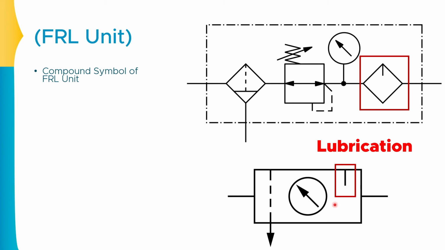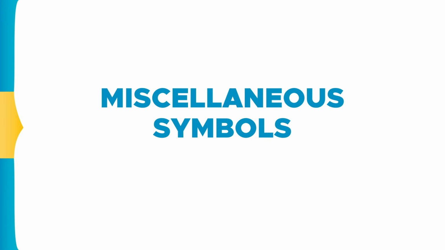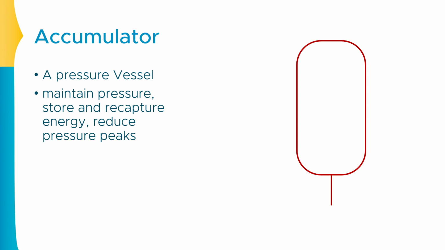Now we are going to move towards the miscellaneous symbols. The very first symbol or say set of symbols that I am going to show you are the symbols of the accumulator. Now, what are accumulators? Accumulators are actually placed beside the main line. So if this is a main pressure line, from a specific point, an accumulator is added over here. What is the function of the accumulator? The function of the accumulator is to maintain the pressure.